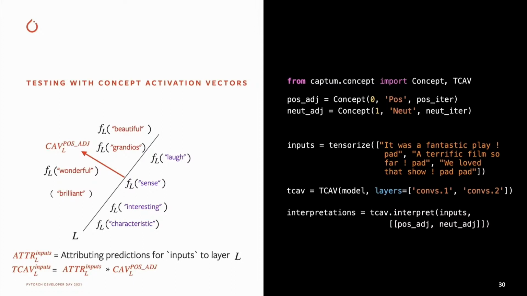When we call interpret on the instance of a TCAV class by passing inputs and a list of concepts, it computes the TCAV score for each layer specified in the arguments of a TCAV class for all concepts in the interpret method. We can then visualize the TCAV score using a bar chart for each layer.